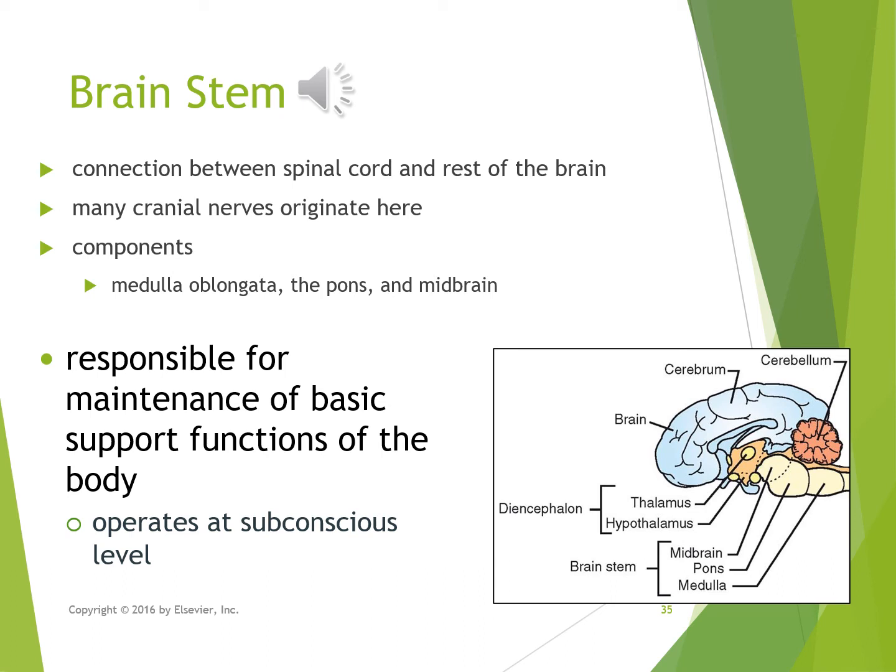So the brain stem is the connection between the spinal cord and the rest of the brain. There are different components. So there's the diencephalon, which has the thalamus and hypothalamus. So di meaning two, there's only two components there. The brain stem has three, so it could be called the triencephalon, but they don't. So the brainstem has the midbrain, the pons, and the medulla.